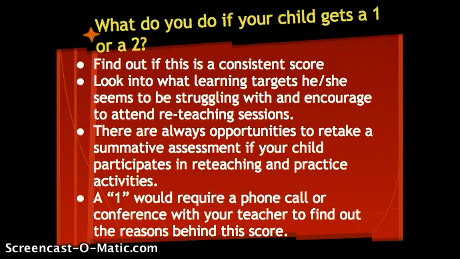So what do you do if your child gets a 1 or a 2? Well, first find out if this is a consistent score. If it's just 1 out of many other 3s, it wouldn't be a reason to be alarmed. Also look into what learning targets he or she seems to be struggling with and encourage them to attend reteaching sessions. There are always opportunities to retake a summative assessment if your child participates in reteaching and practice activities. But if they are receiving a 1, that would be the time when you'd want to call up the teacher and have a conference to find out the reasons behind the score.